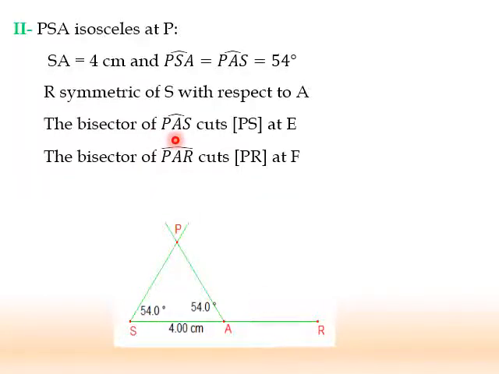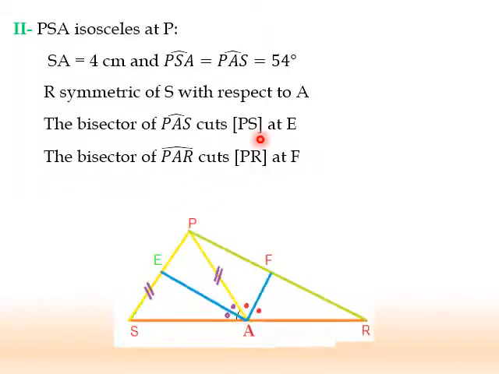Now, the bisector of PAS cuts PS at E. The bisector is a semiline that cuts the angle into two equal angles. This is angle PAS. This is the bisector of angle PAS. It cuts or intersects with PS at point E. How to draw the bisector? By two ways.